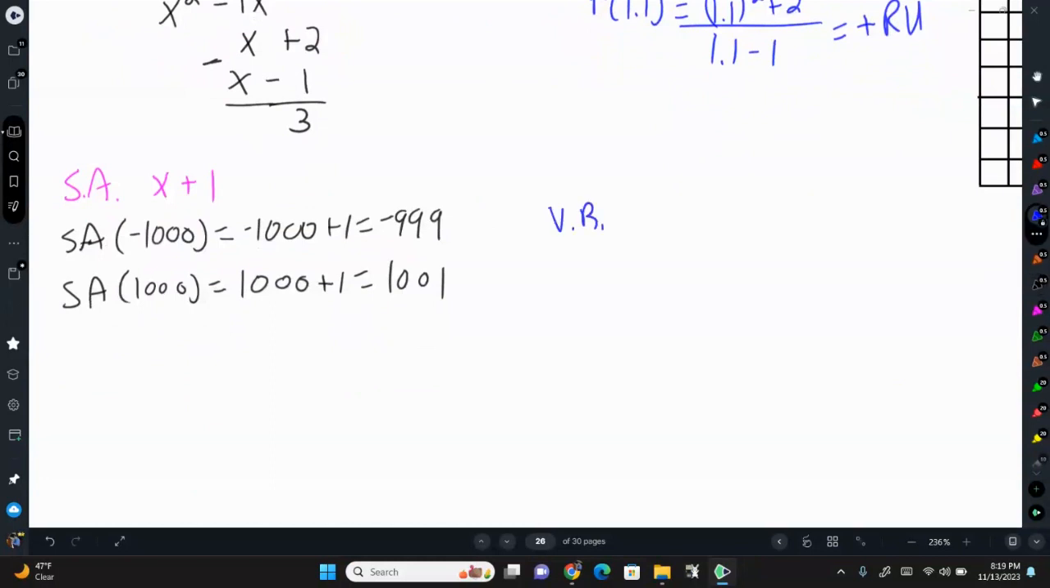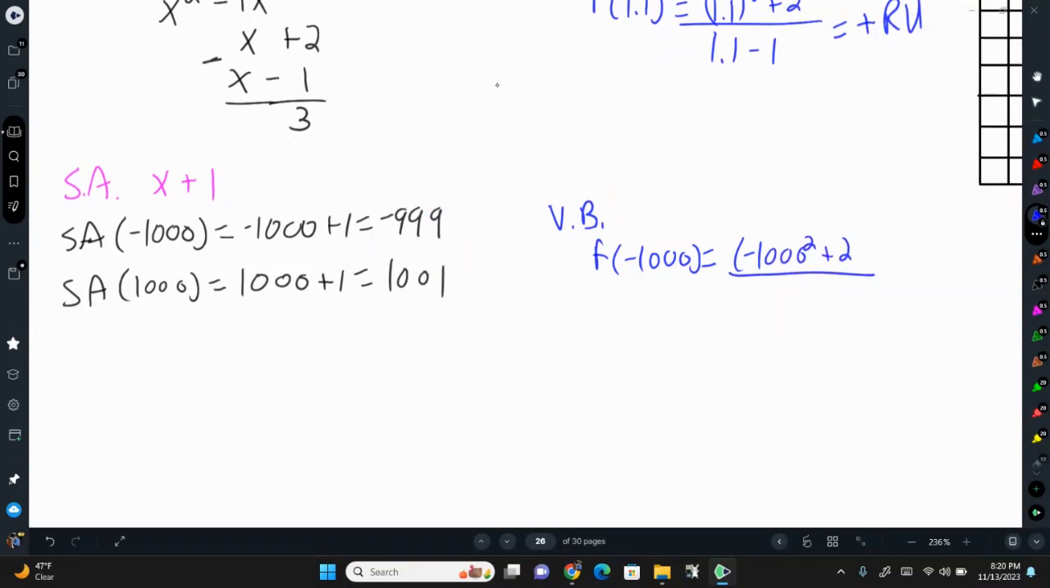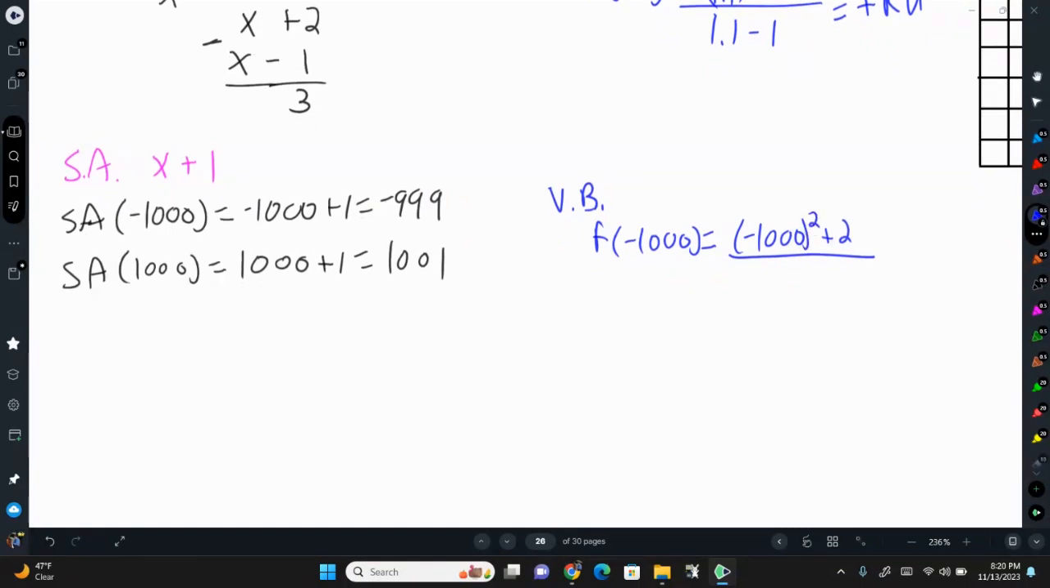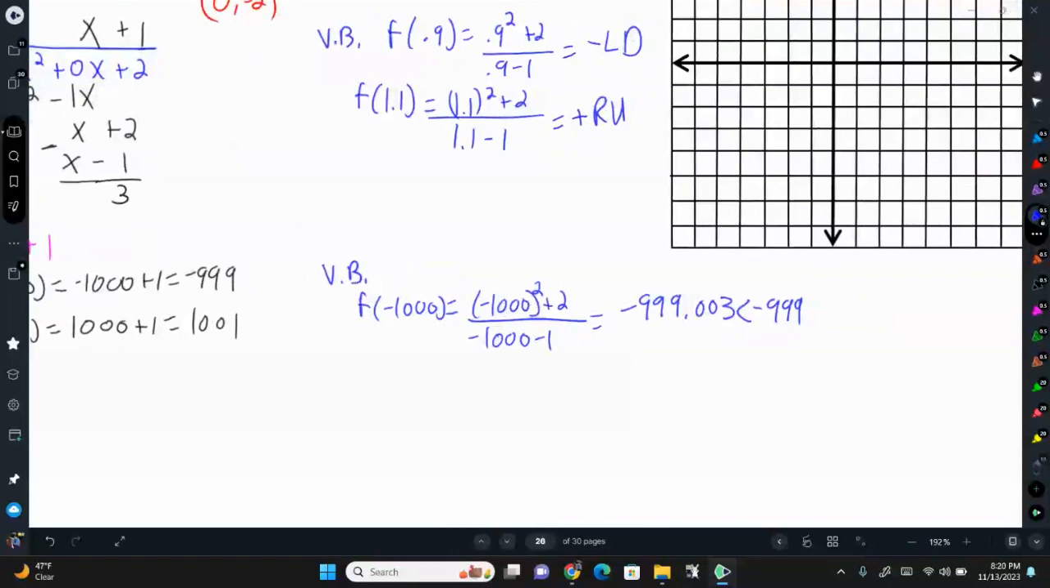So end behavior, f of negative 1,000 is going to be negative 1,000 squared plus 2, oops, we want to close these parentheses, over negative 1,000 minus 1, which is going to equal negative 999.003, which is less than negative 999. So the left side is going to be below.